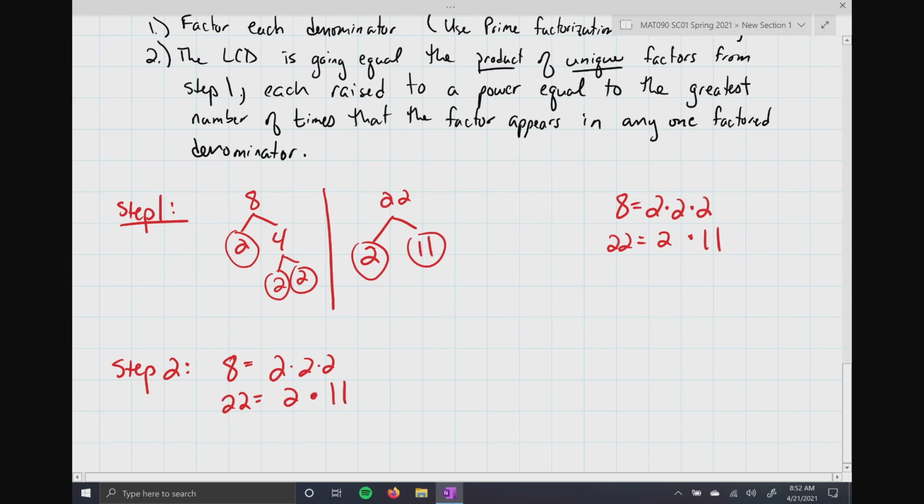So step 2 is telling me this. It's saying the LCD is going to equal the product, which means multiplication, of unique factors from step 1. Unique meaning different. So if you look at the factors that I have, the number 2 and the number 11, those are the unique factors. The question becomes, how many 2s do I have and how many 11s? And that's the second part, which is right here.